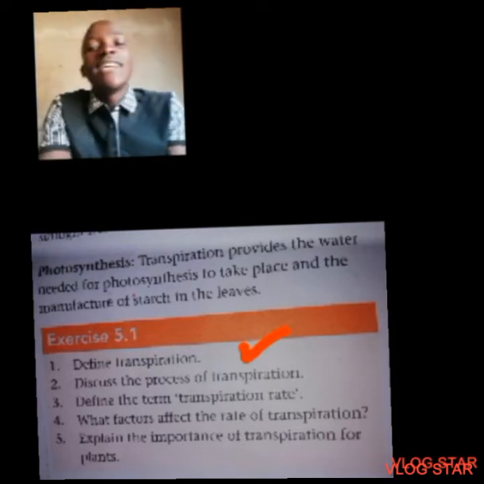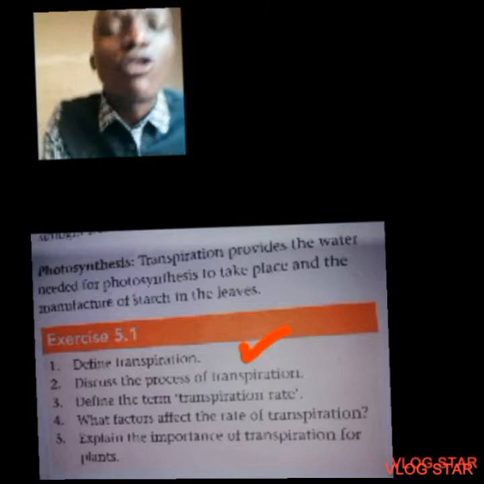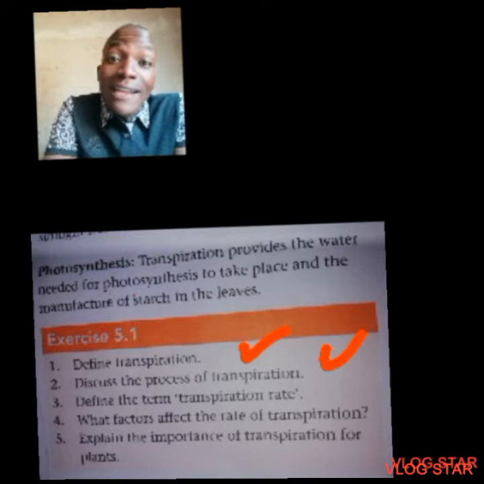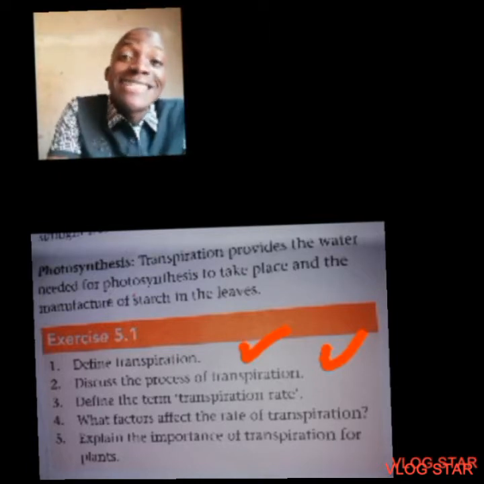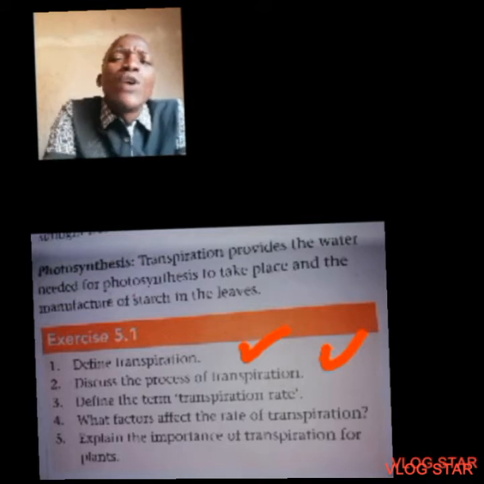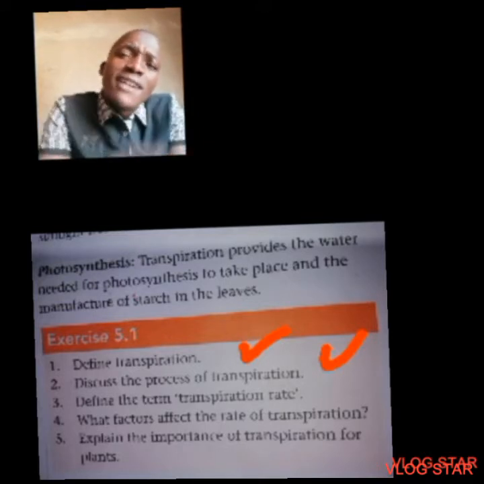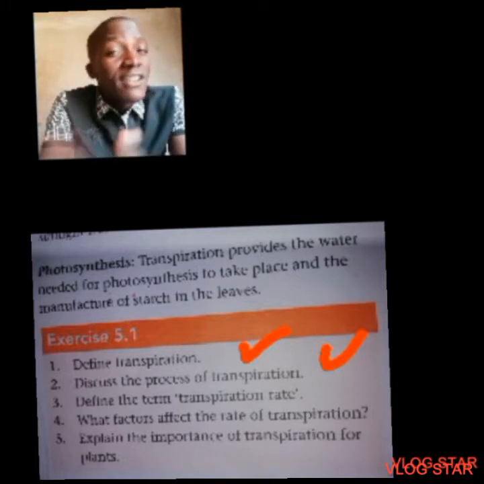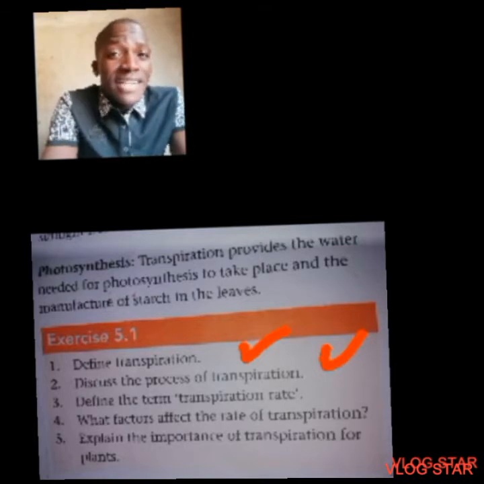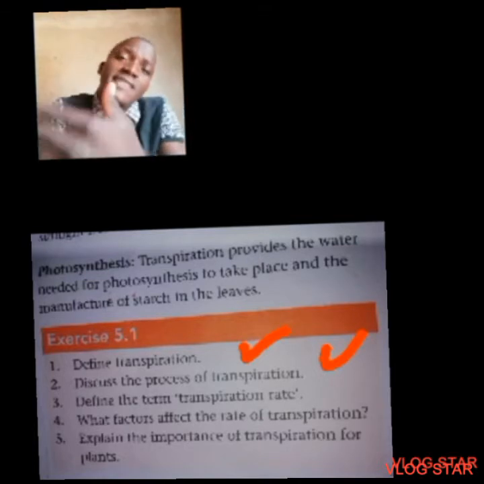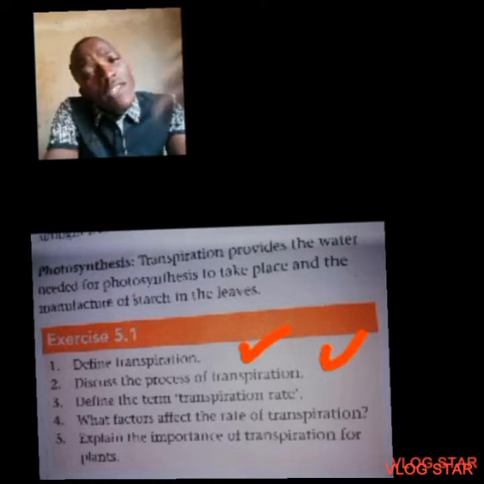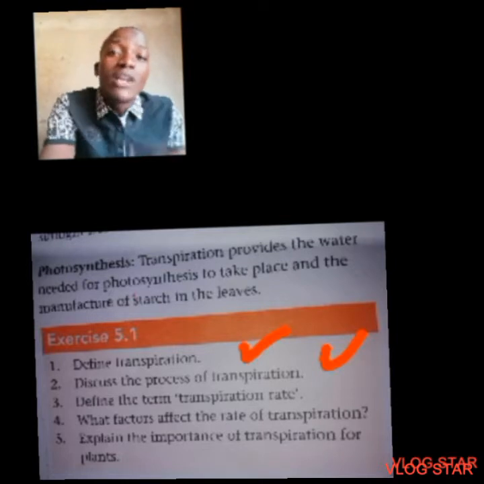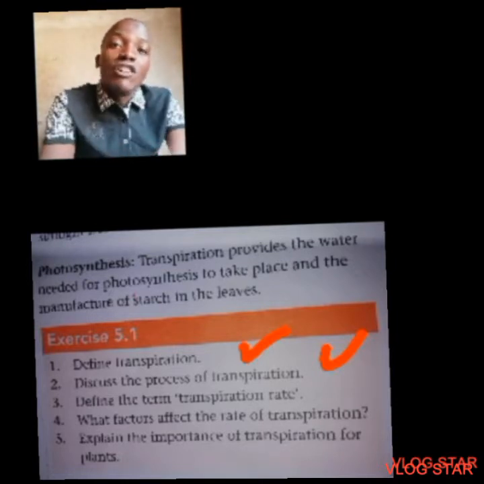So the next question says, discuss the process of transpiration. This question is very, very simple. It asks you to give the factors that affect the rate of transpiration and show how each factor affects the rate of transpiration, because these factors either increase or reduce the rate. So I'm going to give a few factors and explain in detail how they reduce or increase the rate or the speed of transpiration.